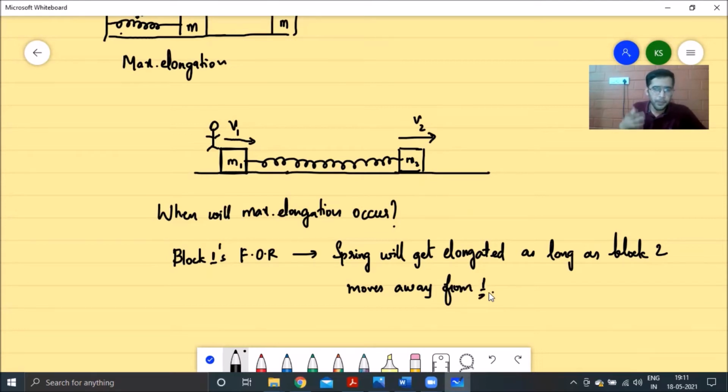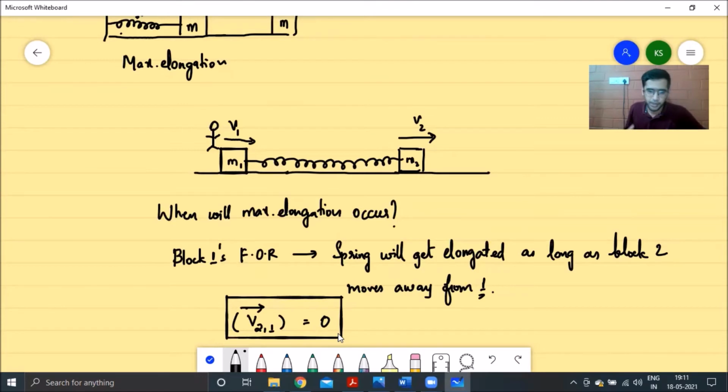So when will the spring stop getting elongated? The spring will stop getting elongated when block 2 stops moving with respect to block 1. So in other words, you will have maximum elongation when the velocity of block 2 with respect to block 1 is equal to 0. Right? So here, trying to understand when maximum elongation will happen is important.